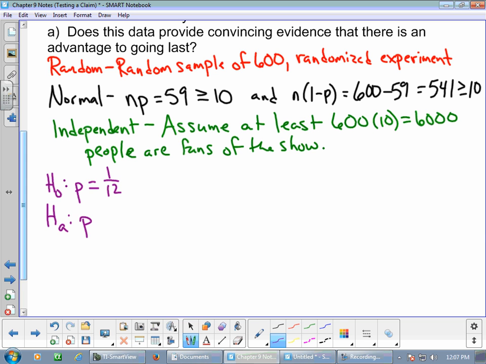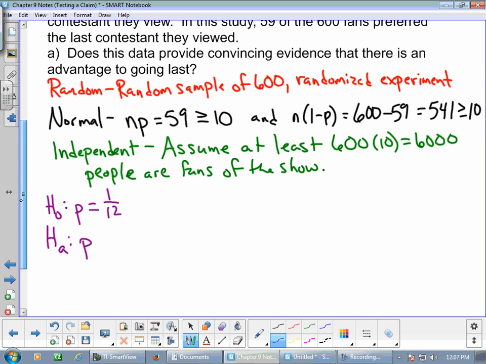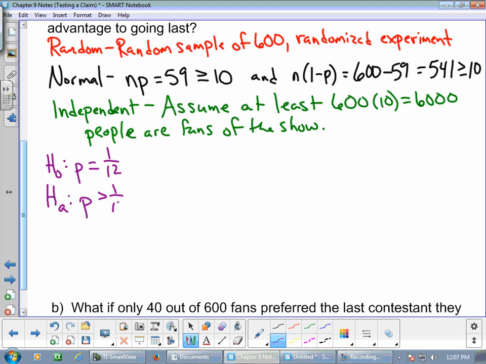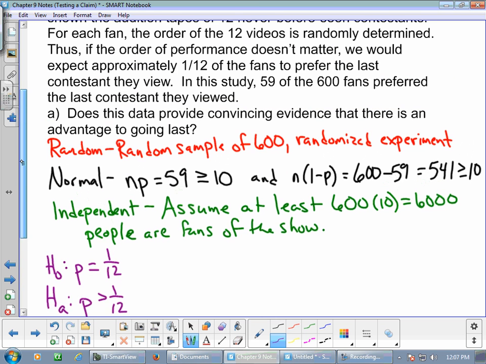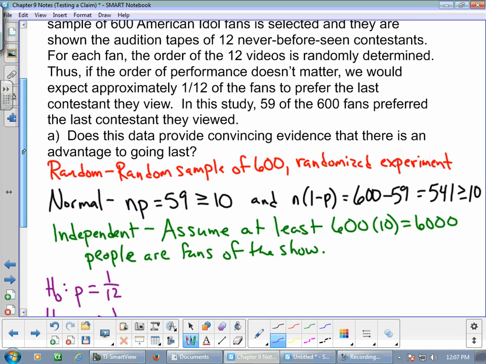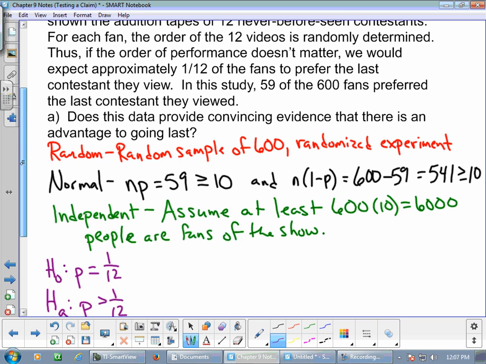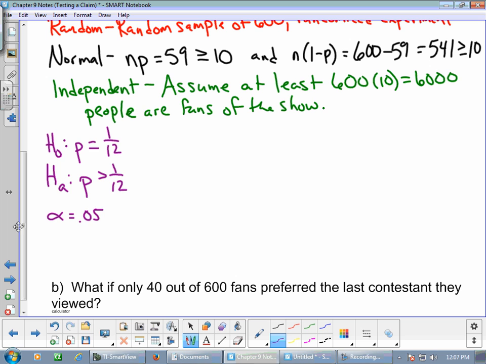All right. What's the alternative? Are we interested in a specific direction here? Greater than. Yeah, that the proportion of fans that like the last person is bigger than a 12th. More than a 12th of the fans like the last person. And alpha, let's go with 0.05. Well, no, this is starting the problem. I know what you mean. Before you do any calculations, right? Okay. So let's calculate the test statistic.